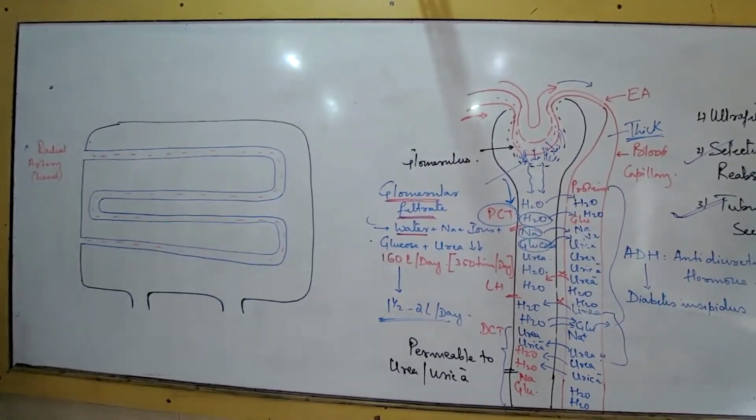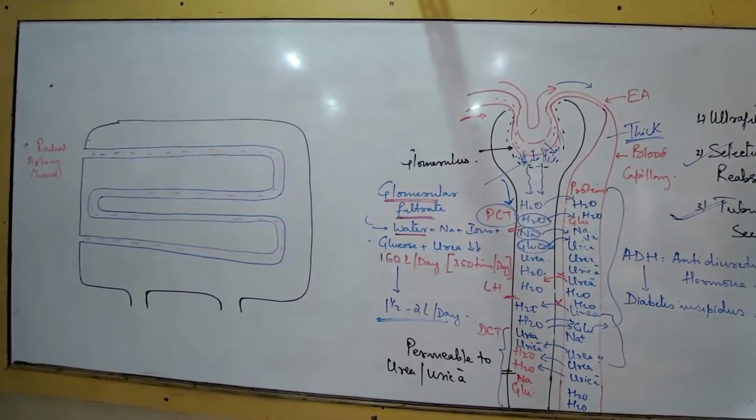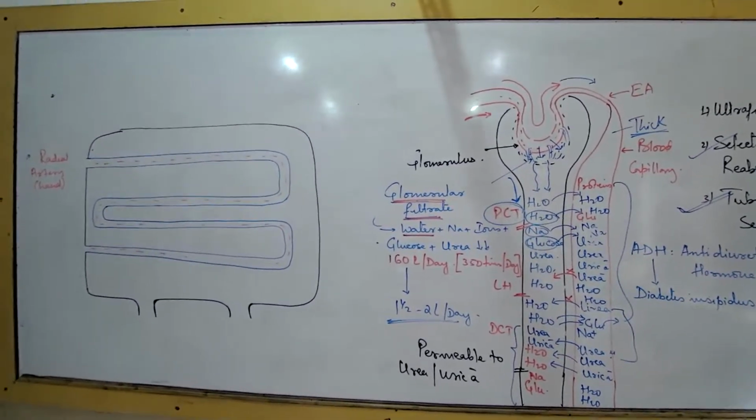So this is about the three processes which lead to formation of the urine, the filtration of the blood, and the hormone also. You have to remember what ADH is. What is the role of ADH? What is the significance of reabsorption? That also you are asked.